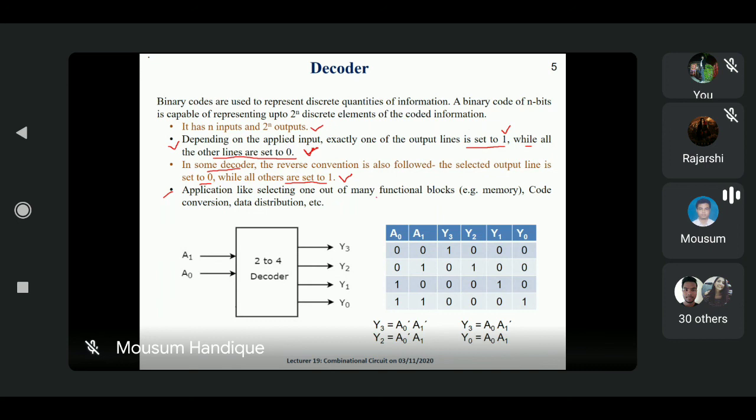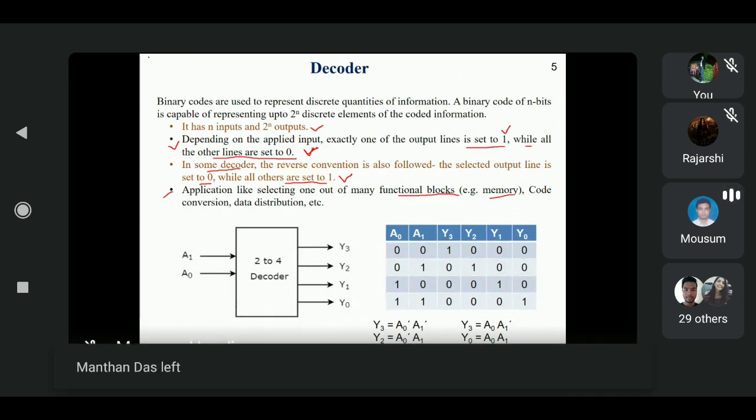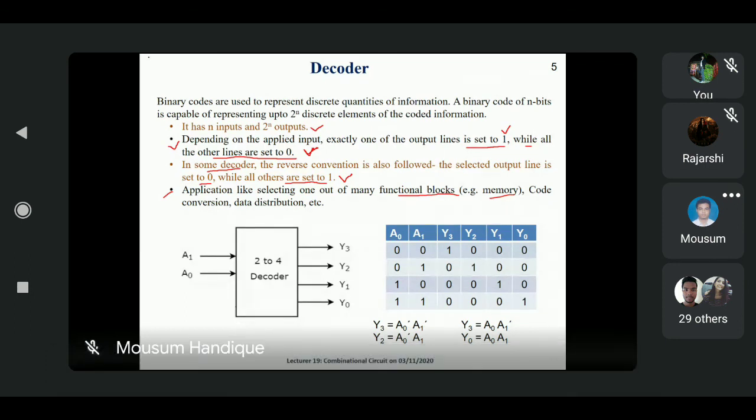Different types of applications we are using. I am just giving some particular examples: selecting one out of many functional blocks, decoding. Generally memory is a vast element, so whatever we are connecting with some particular functional block of memory, at that time we are using a decoder. And many applications use the decoder, suppose code conversion, data distribution, cryptography, network security. There are different types of applications with the help of a decoder.